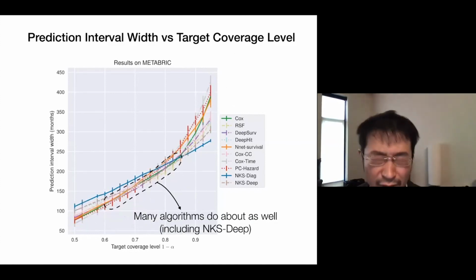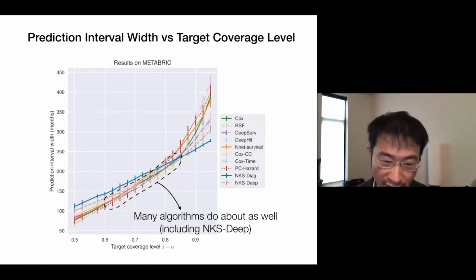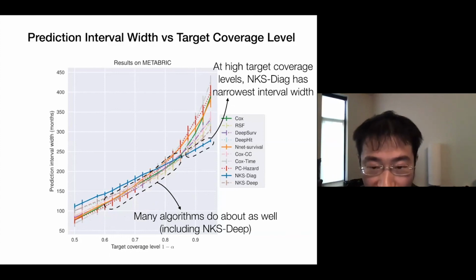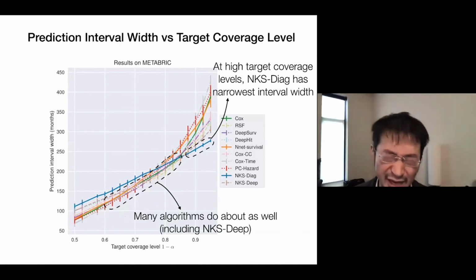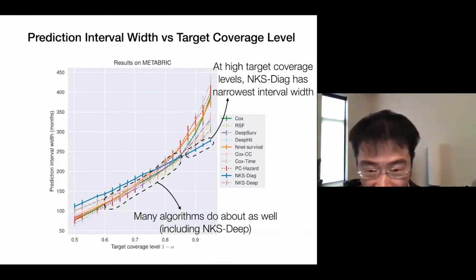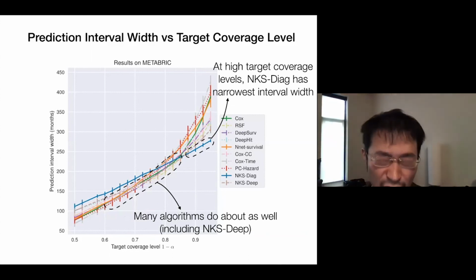When we look at the METABRIC data set, things are a bit different. Actually many algorithms will give similar performance, okay, including NKS deep. And then when you want a high target coverage level, then the NKS diagonal weighting actually will have the best performance, okay?